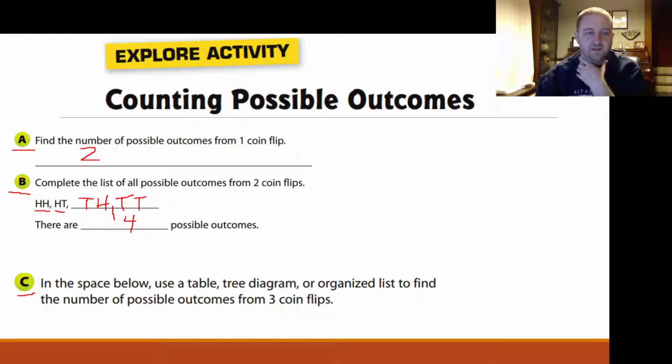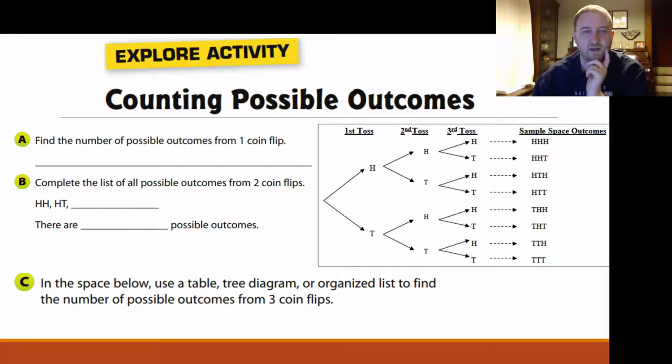Now in part C it says in the space below, I'm actually going to do it over here, just because it's more room. In the space below, use a table, tree diagram, or an organized list to find the number of possible outcomes from three coin flips. So we want to flip the coin three times now, and we want to know how many possible outcomes there are. What I'm going to do is show you a tree diagram that we can use to illustrate this. Okay, so here is our tree diagram.